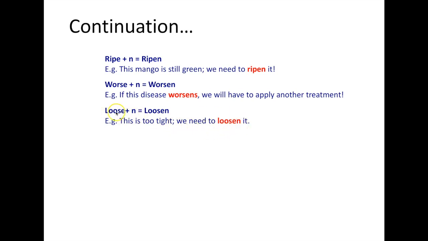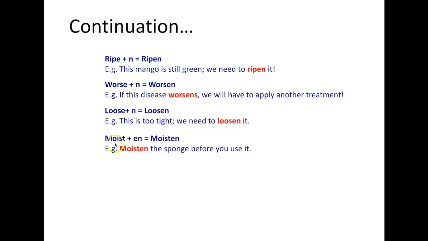Aquí tenemos el adjetivo suelto. Okay, le agregamos la n porque termina en e, no agregamos en, sino solamente n, and then y entonces obtenemos loosen, que significa soltar. ¿Ok? El ejemplo es, this is too tight, we need to loosen it. Esto está muy apretado, necesitamos soltarlo un poco.